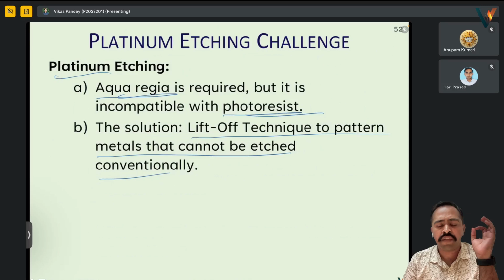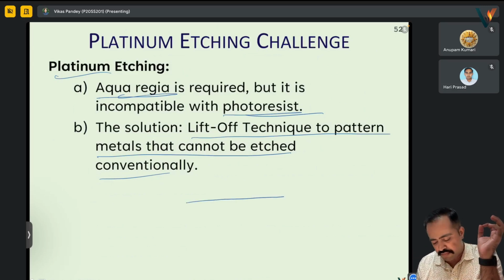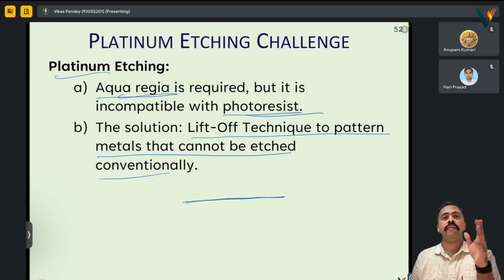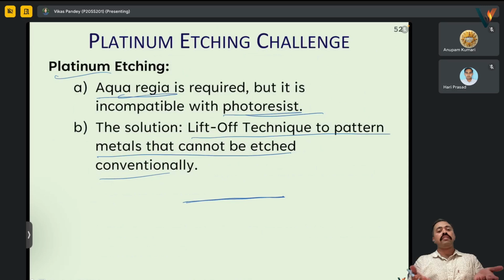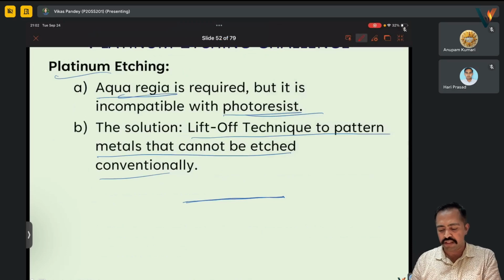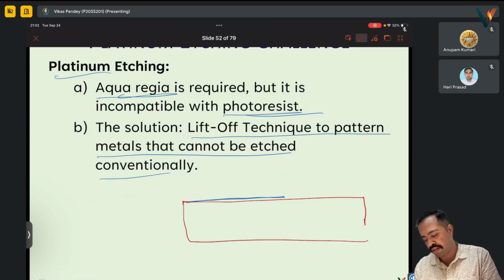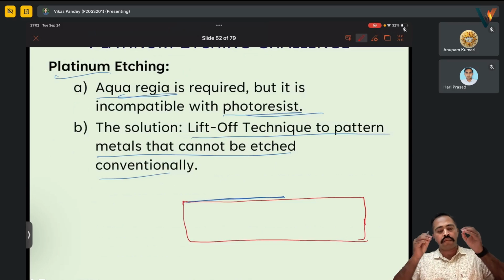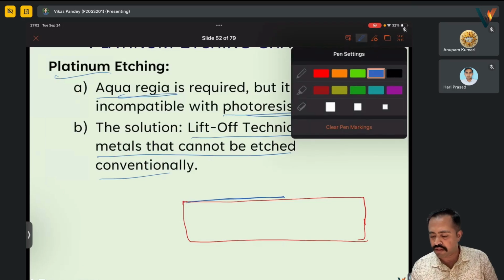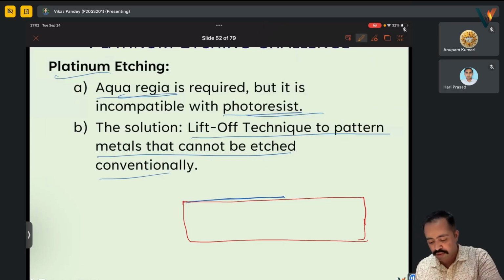How is it done? It is simply that instead of patterning the thing that we want, we pattern the thing opposite to it. I will just explain it like this. Suppose that we have this wafer. We want to create some patterns of, say, platinum or palladium. So what we will do is that we will put photoresist.